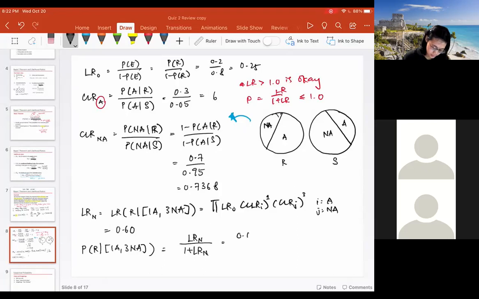Right? And this is just, I think this is somewhere about 0.375. So regardless of the magnitude of your likelihood ratio, you are probably never going to see a probability that's more than 1, unless you've done something terribly wrong with your calculation up here.